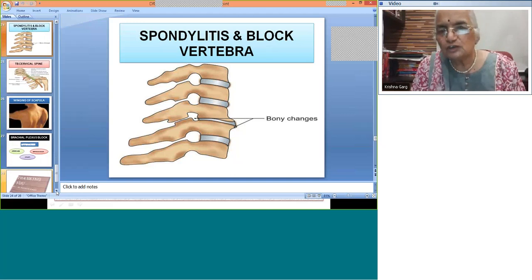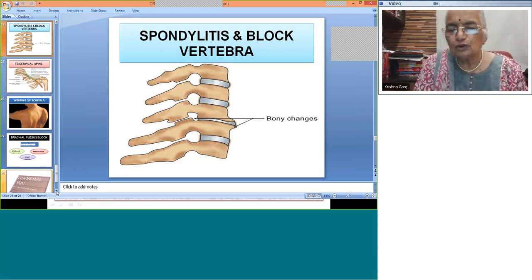absent. That will give rise to a condition which is known as block vertebra or Klippel-Feil syndrome. In that syndrome, again, the intervertebral foramen will be very small, and there is radiating pain in the neck and along the upper limb.